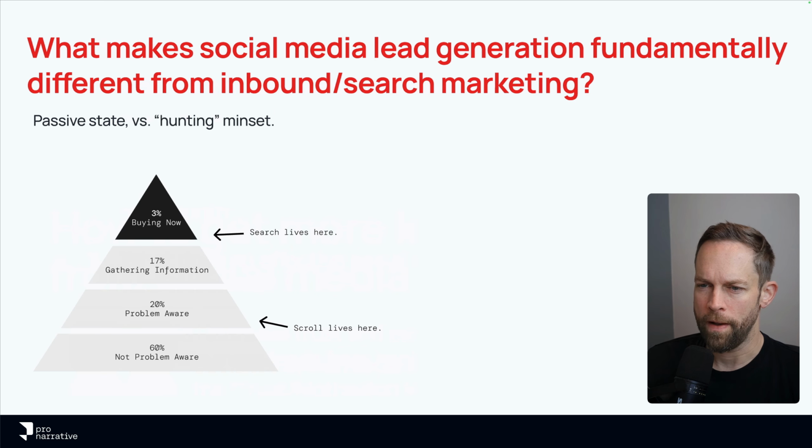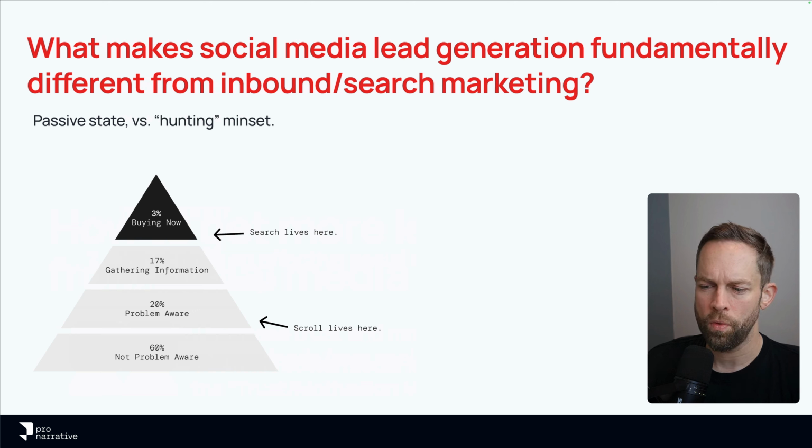Which is a good segue into the question of what makes social media lead gen fundamentally different. It's the passive state versus the hunting mindset. And the diagram here is another good way to visualize it. This diagram is your total addressable market. And you might recognize the ratios here. This is called the larger market formula.